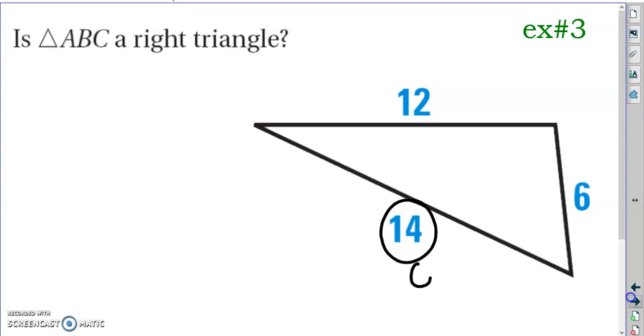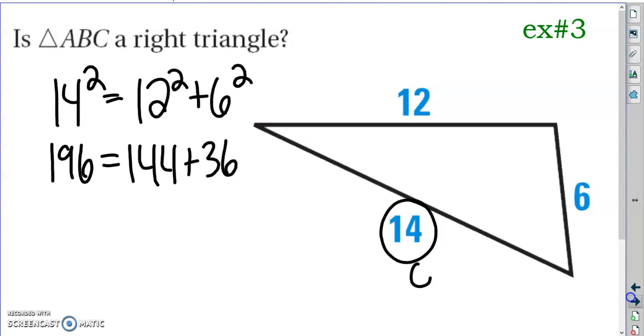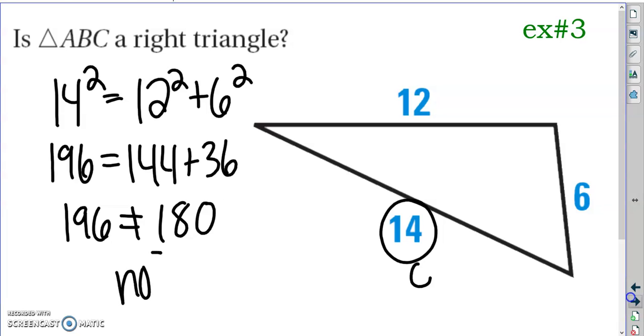14 is our longest side, so that's our c value. Does 14 squared equal 12 squared plus 6 squared? So does 196 equal 144 plus 36? 196 does not equal 180. So no, triangle ABC is not a right triangle because c squared does not equal a squared plus b squared.